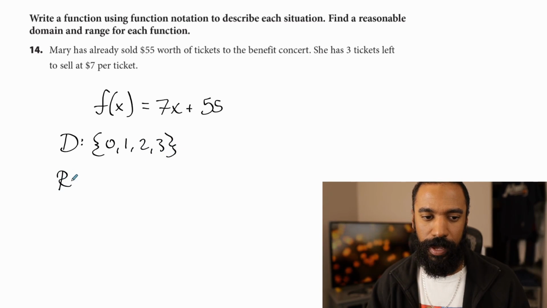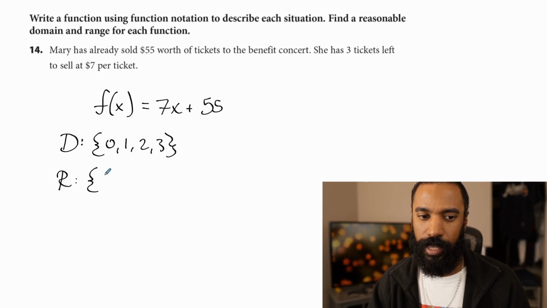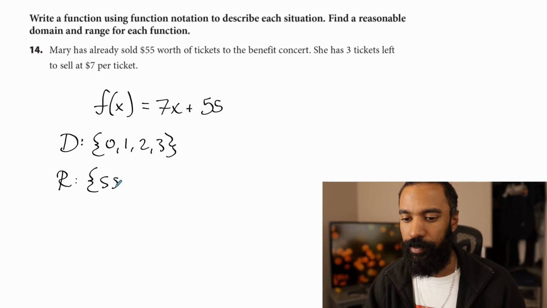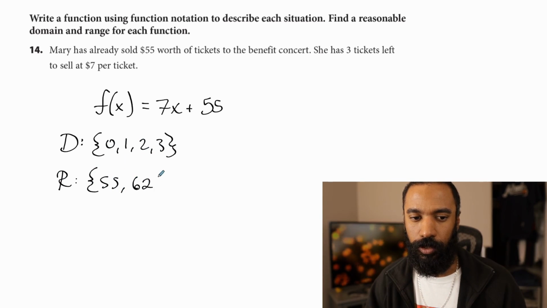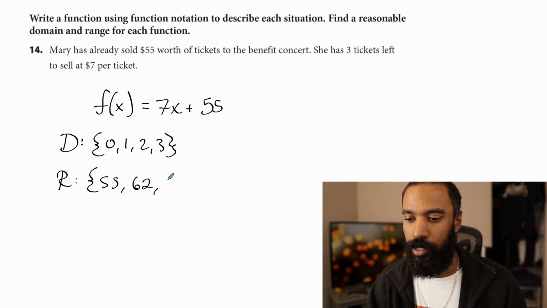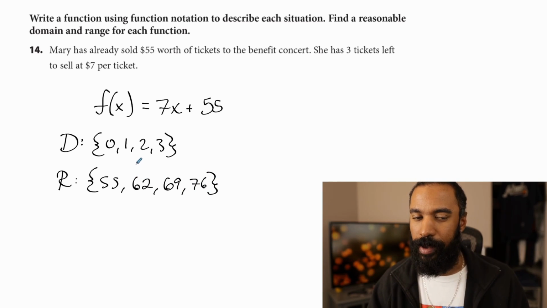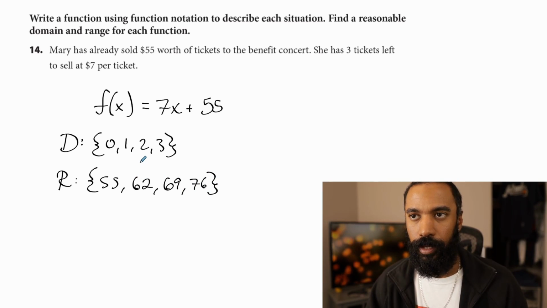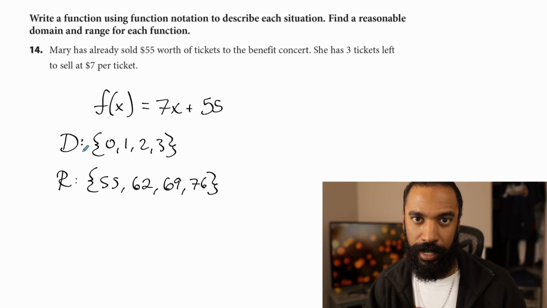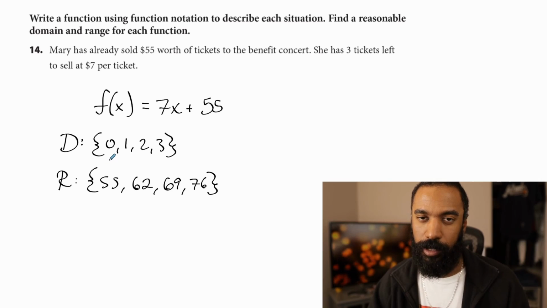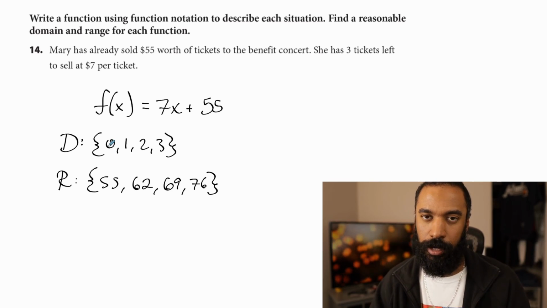And range is based on domain. Evaluate f of 0, 1, 2, and 3. 0 tickets sold leaves her with $55. 1 more ticket sold is 62. 2 more tickets sold is 69. 3 more tickets sold is 76. So those are the dollar amounts she can have. Again, the domain describes the number of tickets she has sold since, and the range describes the amount of money she will have earned based on the number of tickets sold.